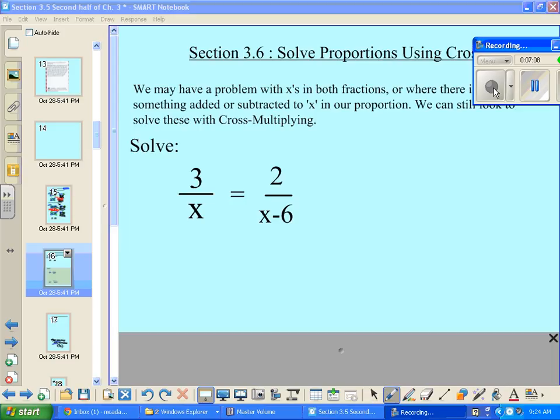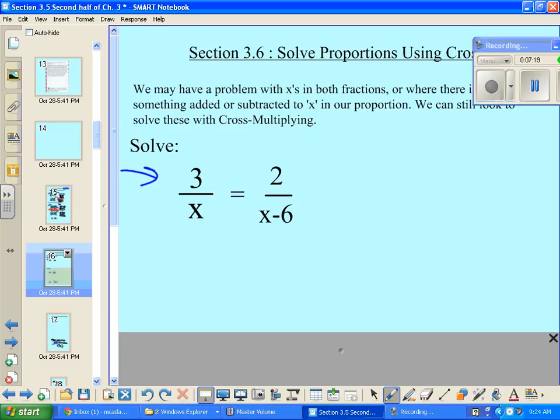Well, again, using cross multiplication to solve these proportion problems, we're concentrating on this today because we can run into some more complex problems. This example I have on the board now is a little more complex than the ones we've been seeing. Notice I have x in this problem, but I also have this expression over here, x minus 6 in the denominator of this ratio. So now I have some kind of expression.